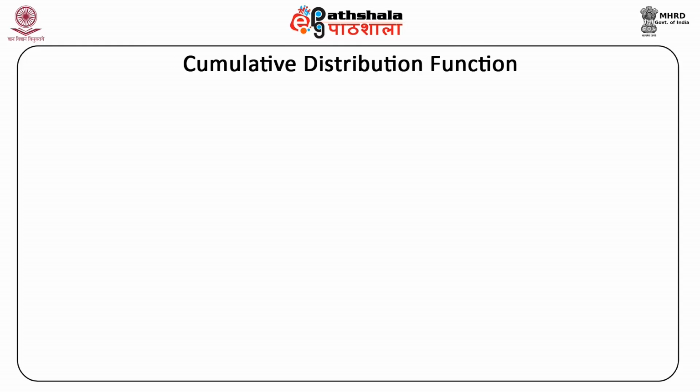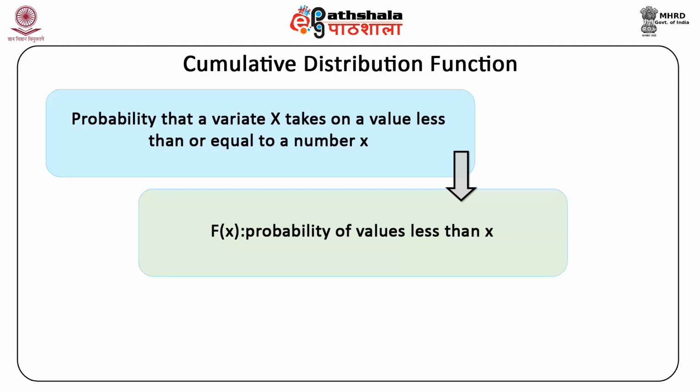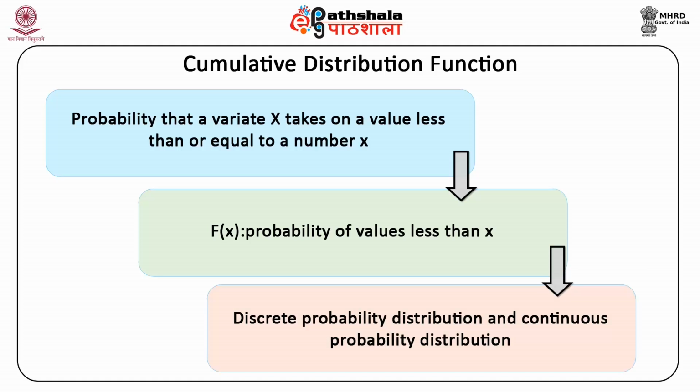The distribution function F(x), also called the cumulative distribution function CDF or cumulative frequency function, describes the probability that a variable x takes on a value less than or equal to a number x. F(x) is thus the probability of values less than x. It has been divided further into two types: discrete probability distribution and continuous probability distribution.